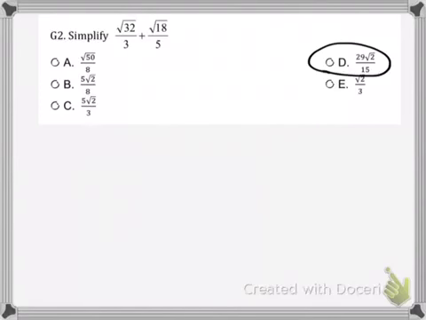The second question is simplify the square root of 32 over 3 plus the square root of 18 over 5. If you simply just put that in your calculator, it'll give you the answer.